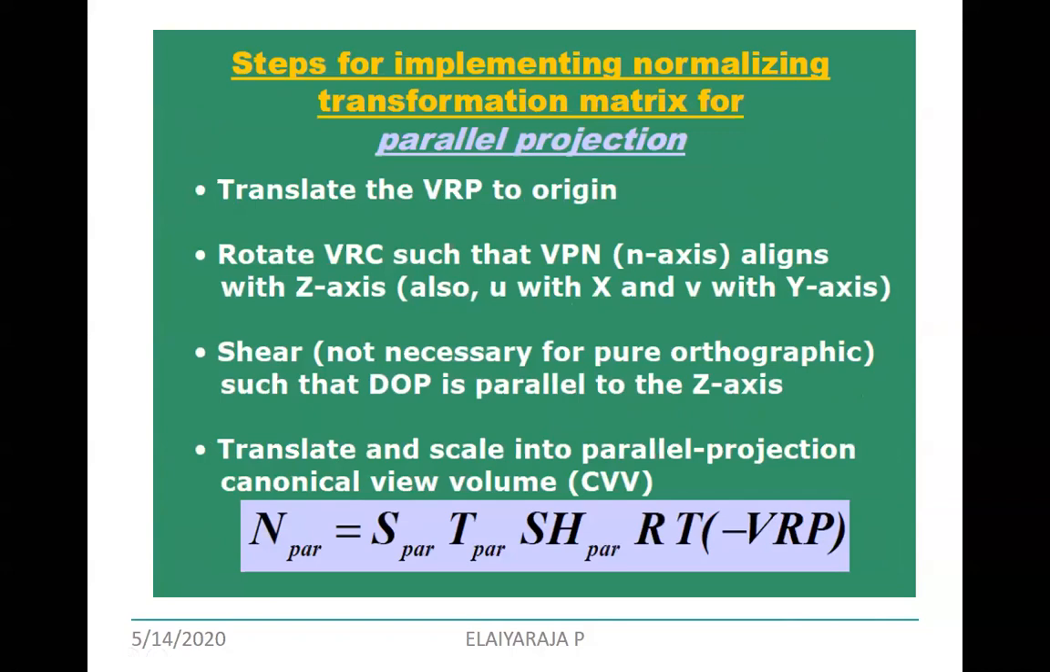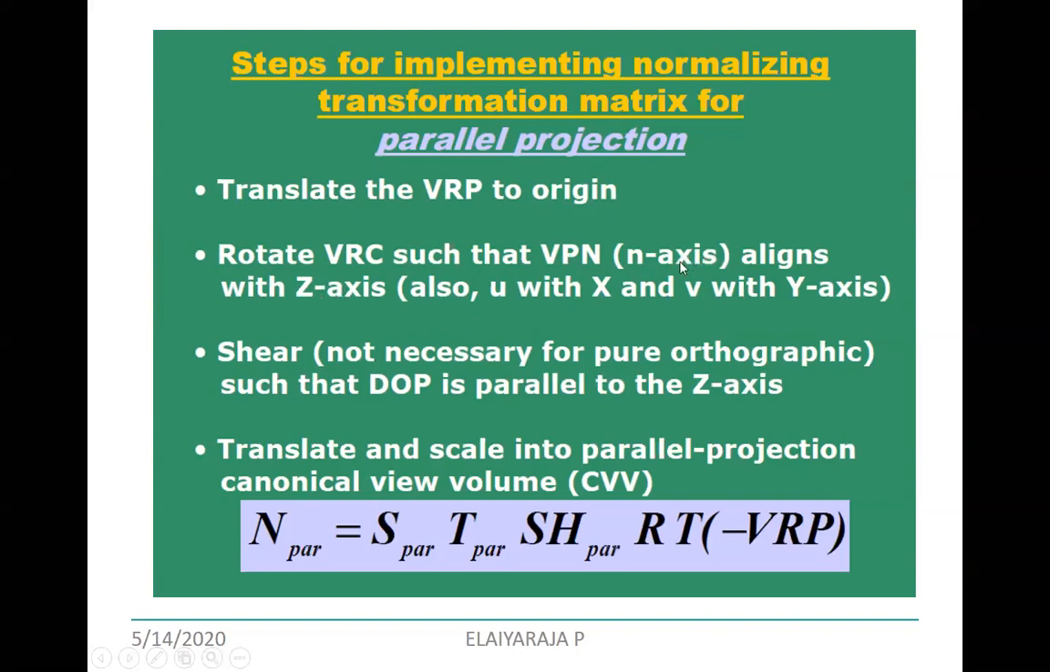Steps for implementing the normalizing transformation matrix for parallel projection. First, what you have to do is translate the view reference point to the origin, if any given values are there. Why? Because when you do the series of modeling transformations, initially you translate to the origin point, then rotate the view reference coordinates such that your viewing plane normal n axis, which you consider as z, aligns with the z axis.